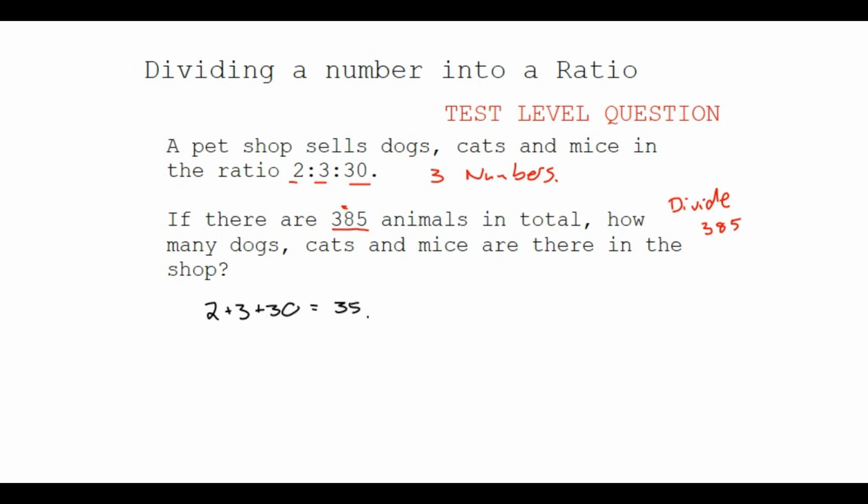Now, we know we have dogs, cats, and mice. So dogs, cats, and mice. Okay. Now, we have a total. What is our total number that we want to divide up here? 385. So for each, we are going to take 385 multiplied something, 385 multiplied something, and 385 multiplied something.